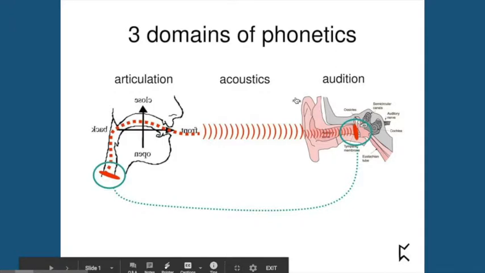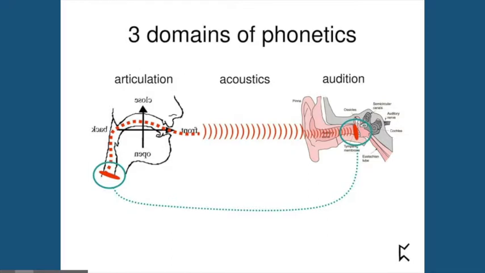Hi, so my name is Catherine Gorman, and this is my screencast to demonstrate the place and manner of articulations. So here we have the picture of the 3 domains of phonetics like we talked about, and this first part of this picture is what we're going to be discussing, articulation.